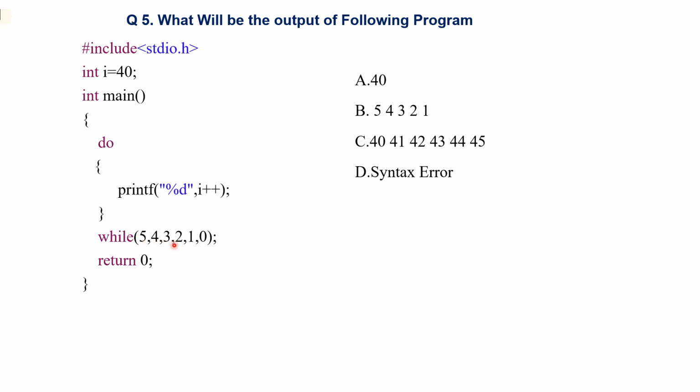Here in the condition a comma operator is used, and we know that while using the comma operator only the last value will be considered. So this complete expression will return the last value, which is equal to 0, and we know that 0 is a false value. So this condition becomes false, and as this condition becomes false, control will be outside the loop, and hence the correct output of this program is 40, which means option A is correct here.